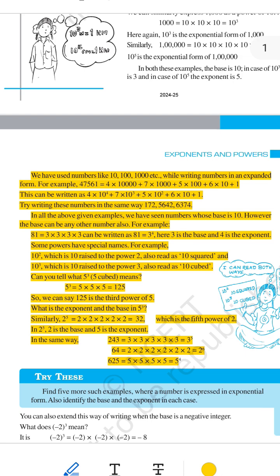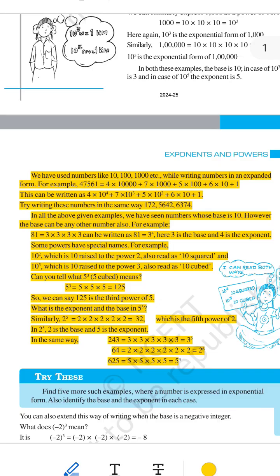Absolutely. Here is a beautifully organized summary of all the key concepts we learned, written in simple language, perfect for quick revision and easy to remember like theory notes. Exponents and powers, key concepts.